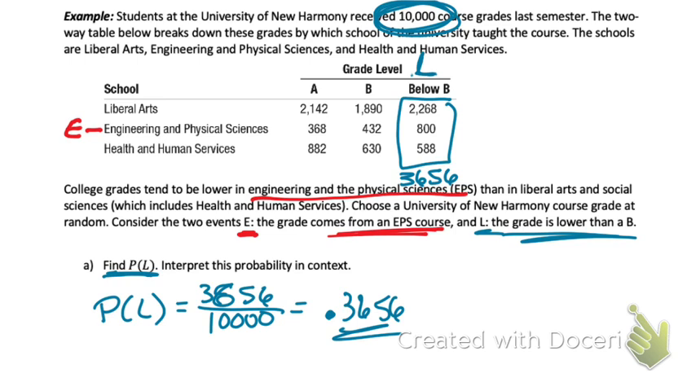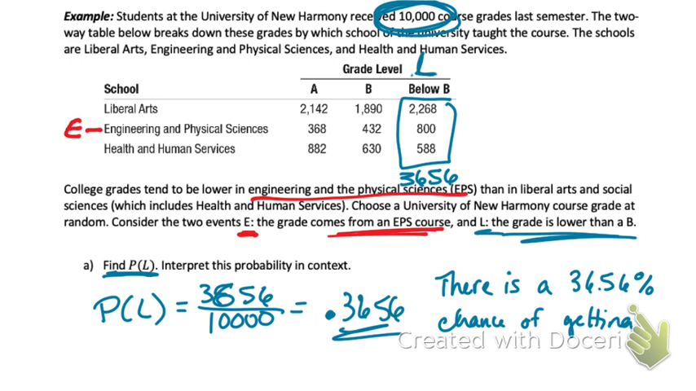So what does that mean? That means there is a 36.56% chance of getting lower than a B at this university. So this is everybody. This is at this whole university. There is a 36.56% chance of getting lower than a B. So far, so good?